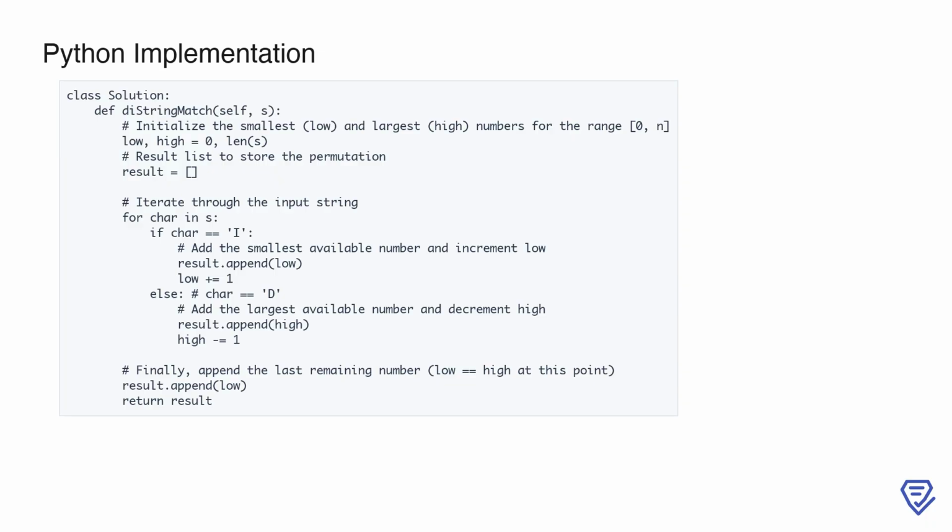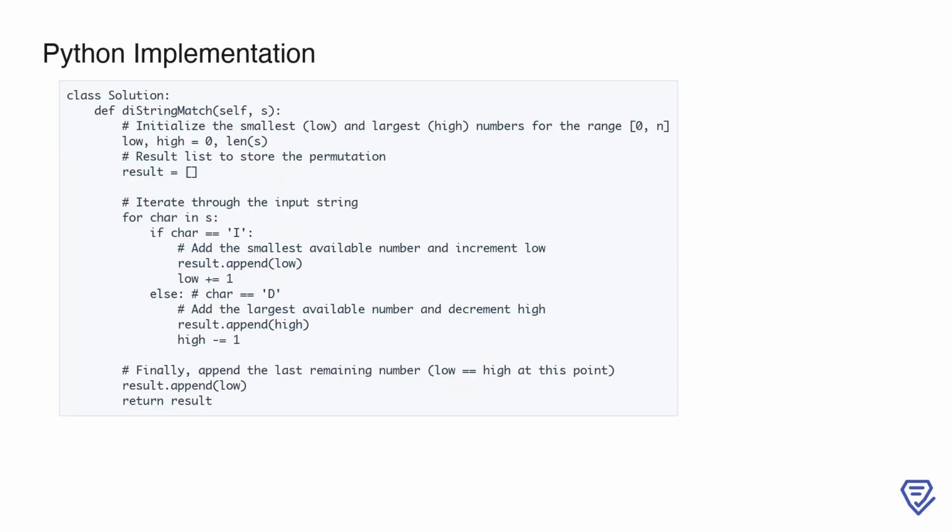The low and high variables represent the smallest and largest numbers in the range 0 to n, where n is the length of the input string s. They are initialized to 0 and len(s), respectively. 2. Result list. An empty list, result, is initialized to construct the permutation step by step.